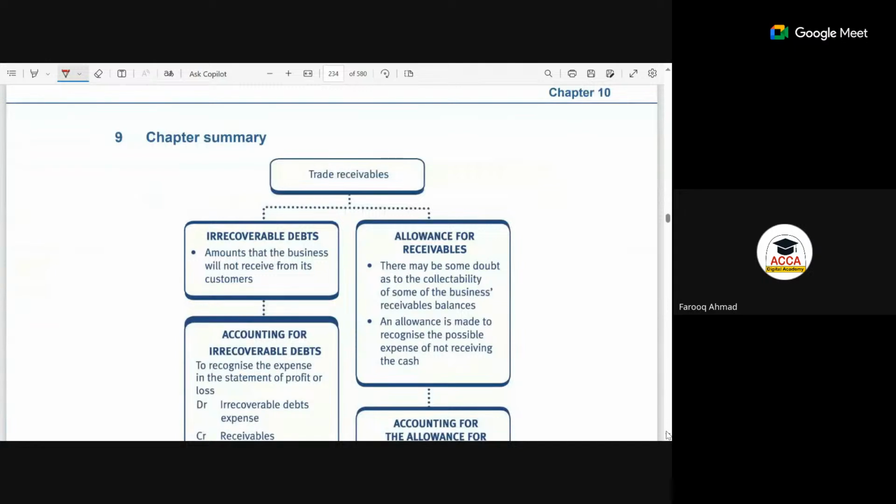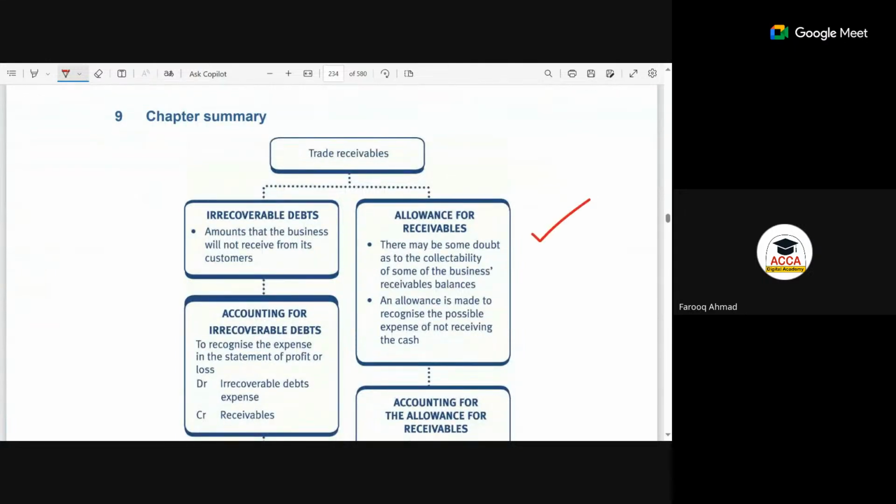This is the chapter summary for trade receivable, allowance for receivable, and irrecoverable debts. Irrecoverable means which are not recoverable, which is gone.